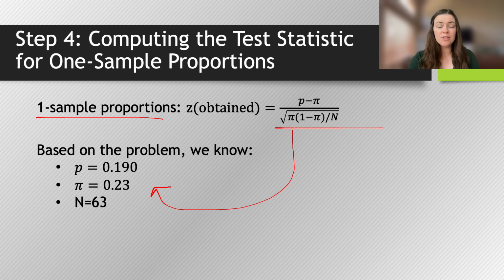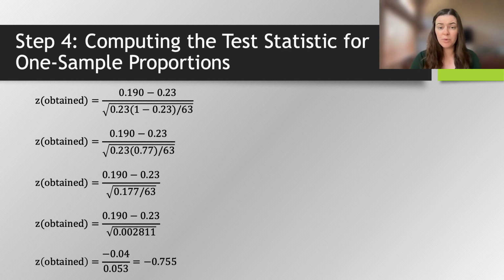We know that our sample proportion value is 0.19, where the population proportion is 0.23, and my sample contained 63 observations. And so this is what it would look like if I plug in those numbers. So I'm just showing you the math step by step here. Starting off, I would put our sample proportion at the top, 0.19, and subtract our population proportion of 0.23.